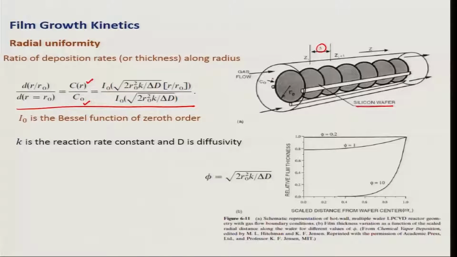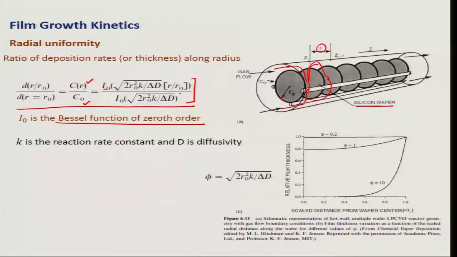So, C0 is at the outer surface of this wafer, because gases are flowing outside and then they will move in. The gases are mostly flowing here, and then they will go inside and spread and then go out and then go in, for reaction. So, C0 is the concentration here, and Cr at any radius. C0 is at R0 at the periphery, and this is the ratio between the two, where I0 is the Bessel function of 0th order. We do not need to worry about this.